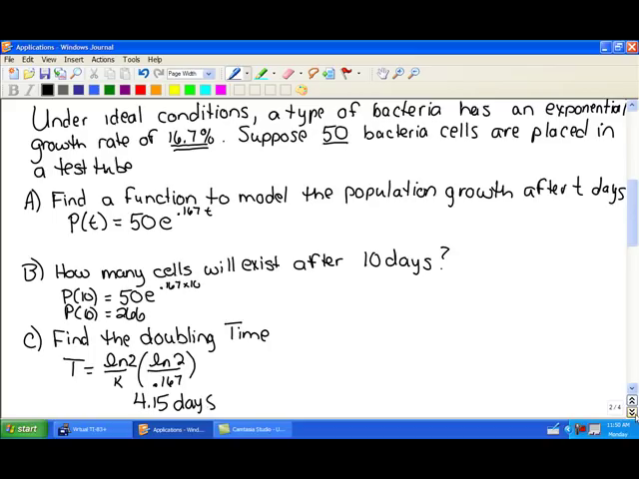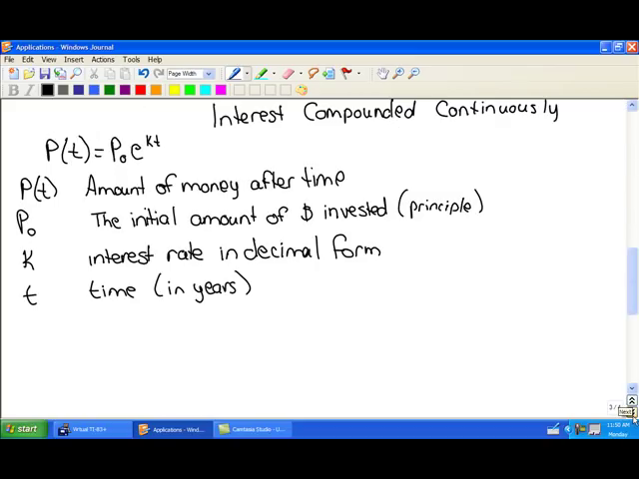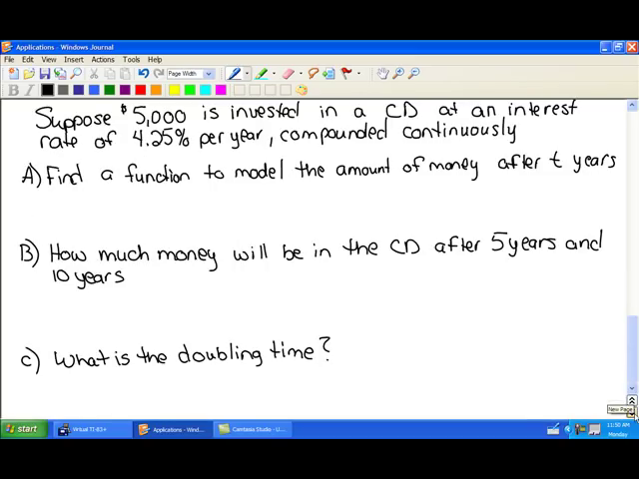Now, let's go ahead and look at another model. If we have interest that is compounded continuously, that formula is going to be P of t equals P sub 0 times e to the kt power. That should look a little familiar. In this case, the P of t is going to be the amount of money after time. The P sub 0 is going to be the initial amount of money invested, which is just the principal. The K is going to be the interest rate in decimal form, and the T will be the time in years. So let's look at an application for this.